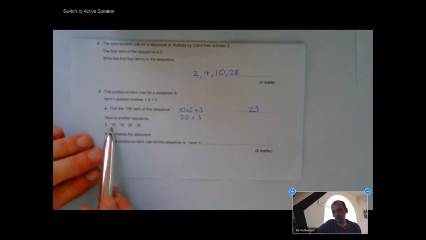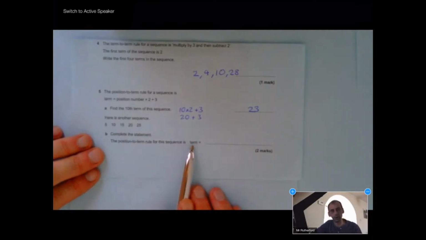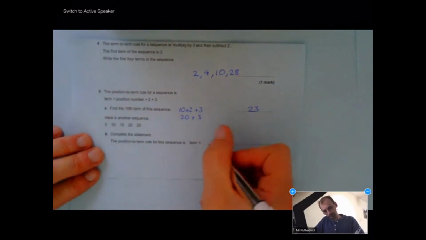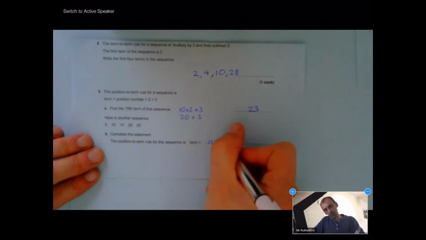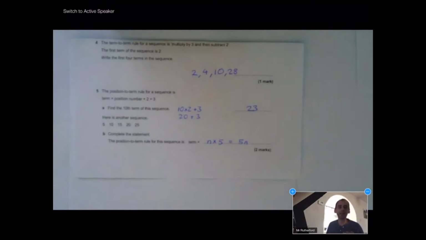Here is another sequence. 5, 10, 15, 20, 25. Copy this statement. The position to term rule for this sequence is, so the term, the number in the sequence, and this is the 5 times table. So it will be position number, I'm going to abbreviate that to n, times 5, because it's the 5 times table. Or you might see that written as 5n. If you have indicated in any way that you're taking the position number and multiplying it by 5, then you get the mark for that question.